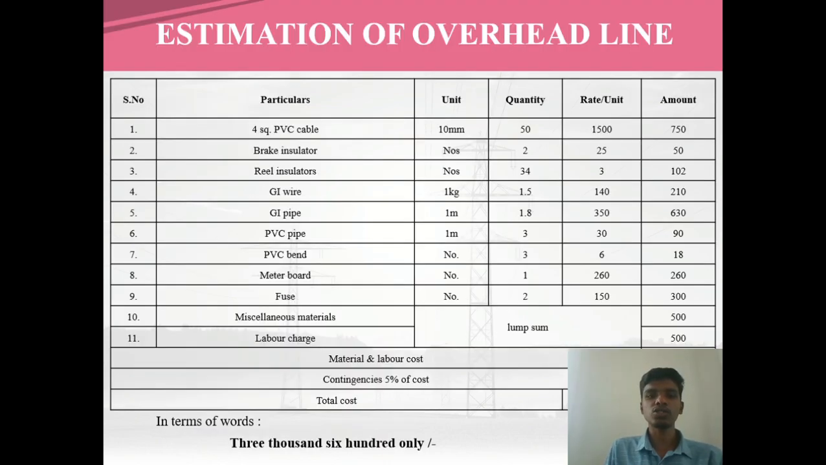Cost of the materials: for 4 square mm PVC cable, for 50 meter length, the amount was 750. Brake insulators, two numbers at 25 rupees each, total amount was 50 rupees. Reel insulators, 34 numbers at 3 rupees each, 102 rupees. GI pipe was 210 rupees. GI pipe was 630 rupees. PVC pipe 90 rupees. PVC bend 18 rupees. The total cost of this overhead line was 3,600 only.